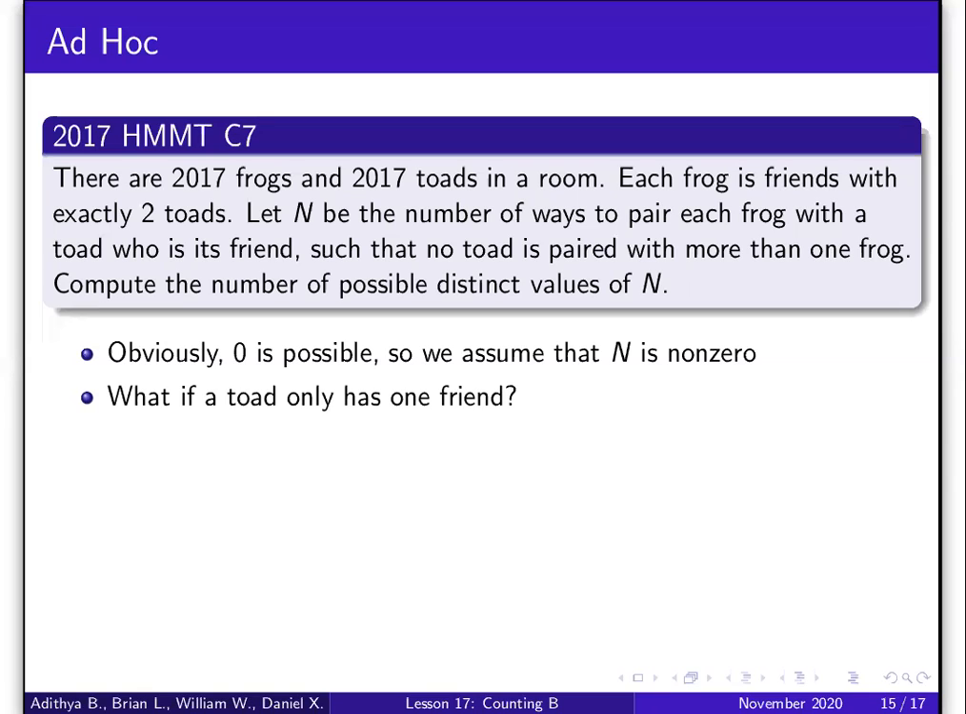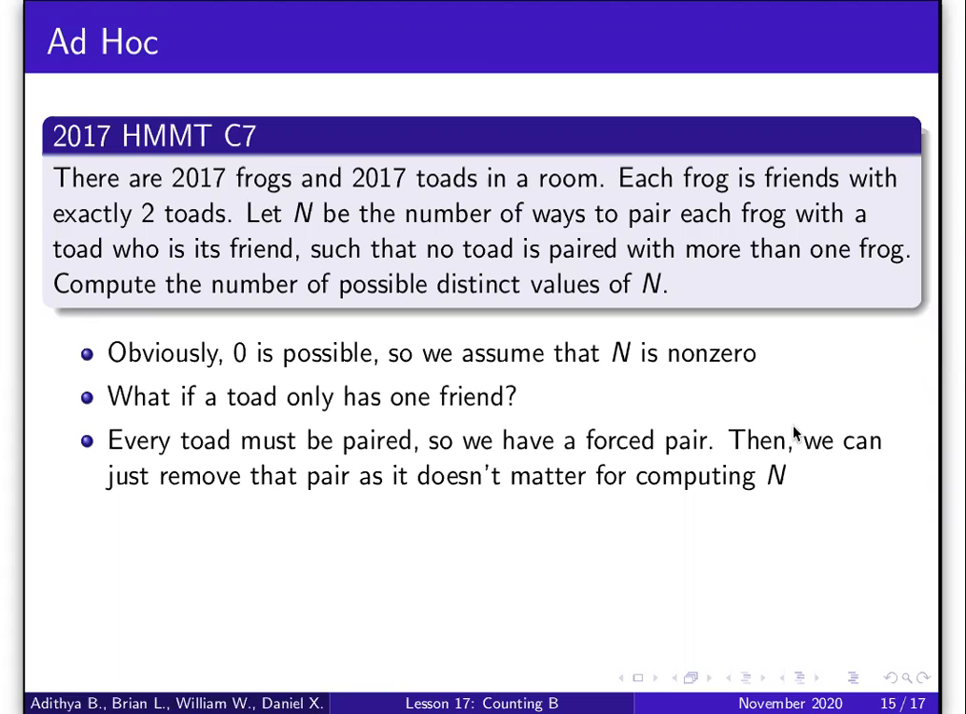And obviously all toads have a friend, because if not, then the 2017 frogs have at most 2016 friends, and we obviously can't pair correctly. So what happens if a toad only has one friend? Well, it has to be paired with that friend. Since we're assuming at the end of our pairing, every single frog is paired with a toad, which means that every toad is paired with a frog. So this toad has to be paired with its unique friend.